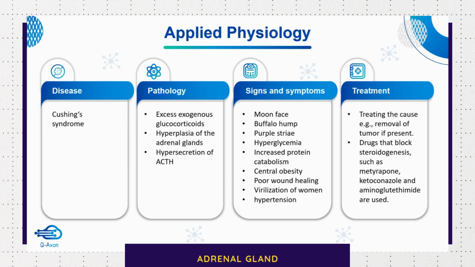Treatment includes, of course, treating the cause, that is removal of tumor if present, or drugs that block steroidogenesis such as metronidazole, ketoconazole and aminoglutethimide are used. When there is excess glucocorticoid given exogenously, it has to be tapered or adjusted.